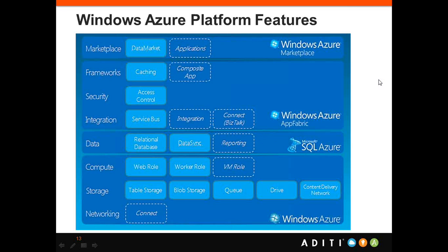For integration layer, we have service bus. So service bus, access control, and caching are part of a common platform called Windows Azure App Fabric. So whenever I say Windows Azure App Fabric, it includes App Fabric caching, access control, and service bus. Then finally, marketplace. So you have a marketplace where you can sell and buy applications or data.